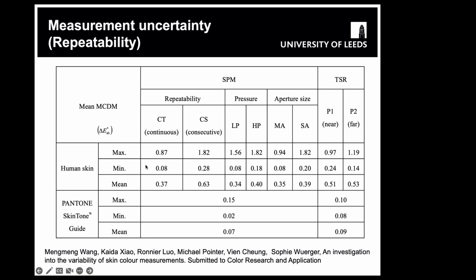Then we compared with measurement of skin color using the Pantone skin tone guide. That's a skin color chart. If you measure the skin color chart at different times, repeatability is 0.07. So if you measure real people's skin, the repeatability is 0.5. If you measure the skin color chart, repeatability is 0.07. As you can see, it's much, much larger, okay? But whether it's large or small is difficult to say. At least we know if you measure human skin color, your repeatability is, roughly speaking, 0.5 delta E, okay?